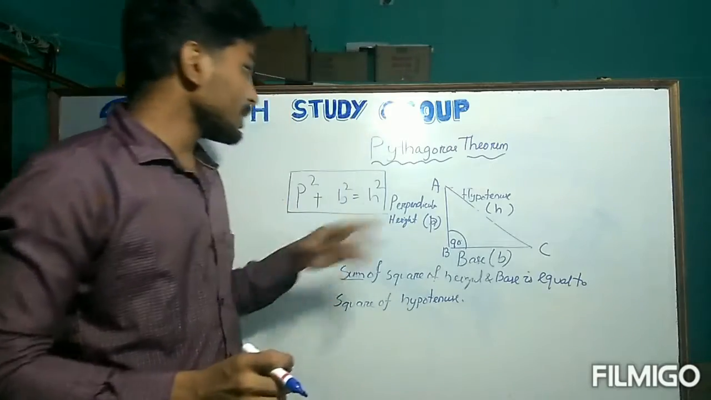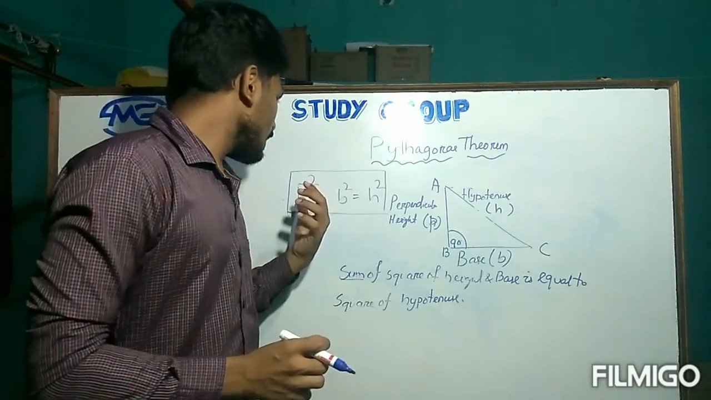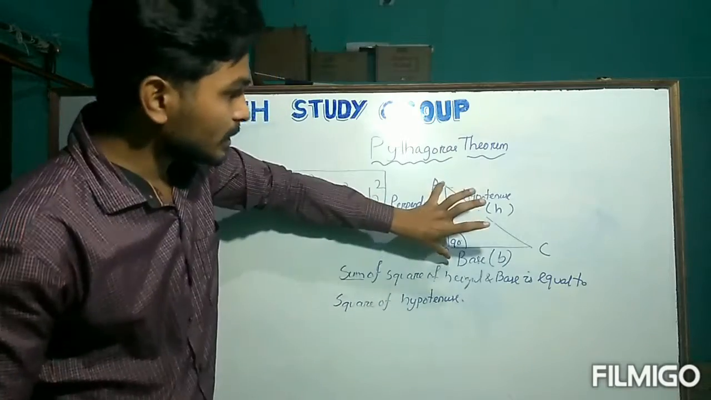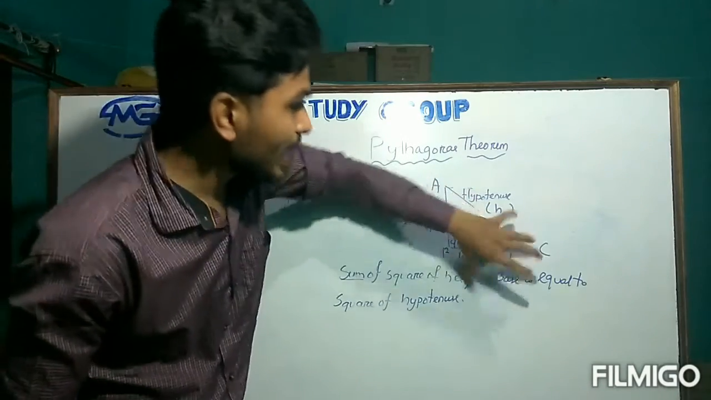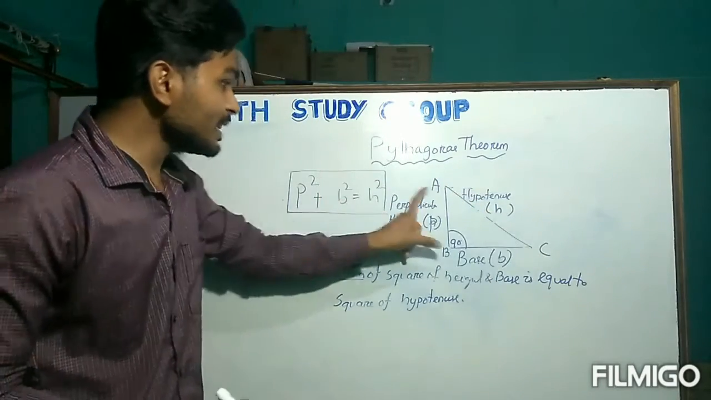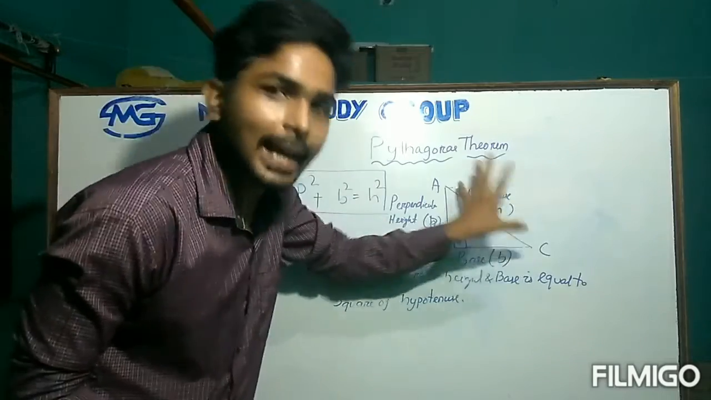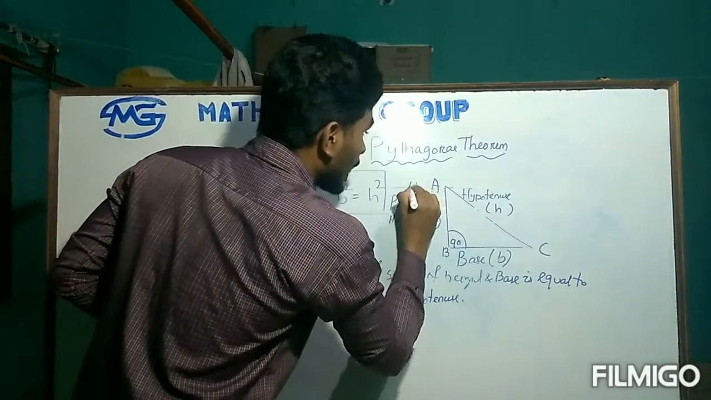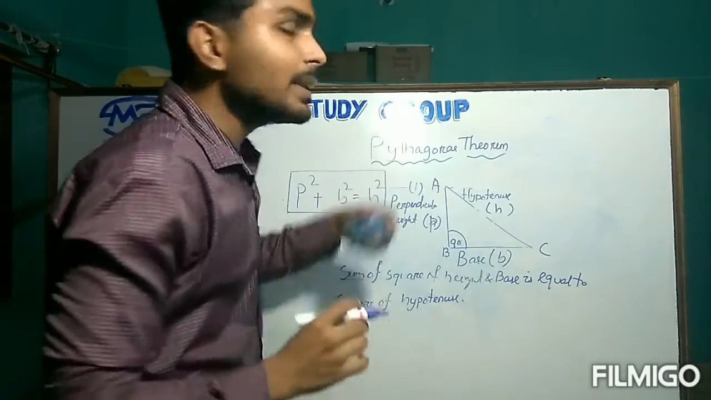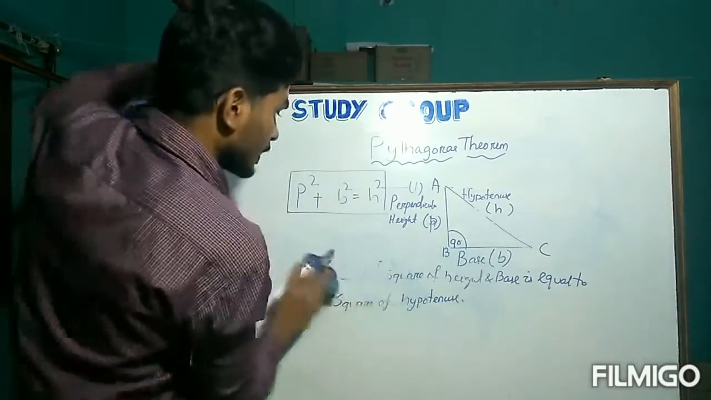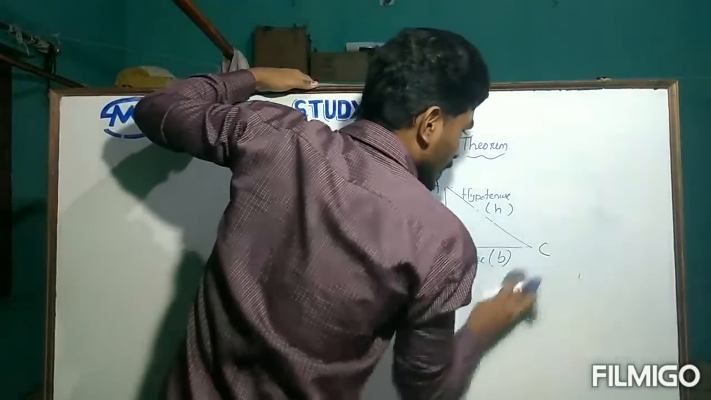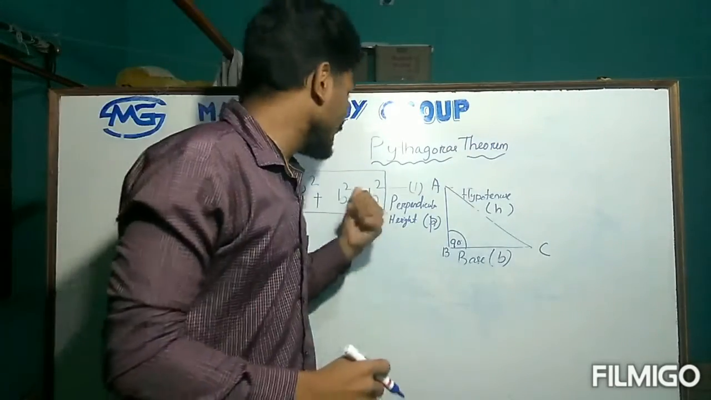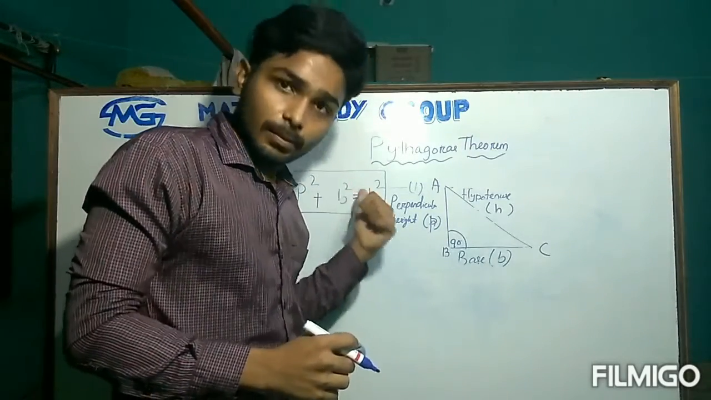Okay, so from Pythagoras theorem we learn that p square plus b square is equal to h square. So this is the height, this is the base and this is the hypotenuse. So p square plus b square is equal to h square. Okay, this is the first formula derived by Pythagoras. So here we will find other formulas derived from this formula.